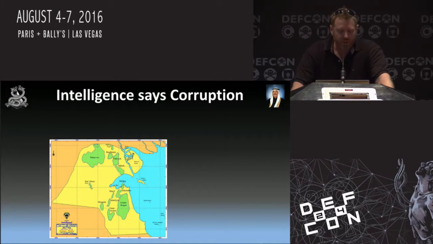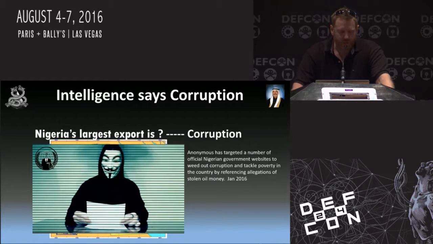Okay, so looking at the intelligence, we think corruption is going to be the big point in this one. Here's a map of Kuwait, and you can see the green, which is the oil fields of Kuwait. And the people are not happy that the government are rich, and the people feel really poor. Now, corruption is not going to work in every country. You're going to have to find the weakness in each country. For example, Anonymous thought they would attack Nigeria on their corruption, which is pretty pointless, because that is Nigeria's biggest export. It won't work there.